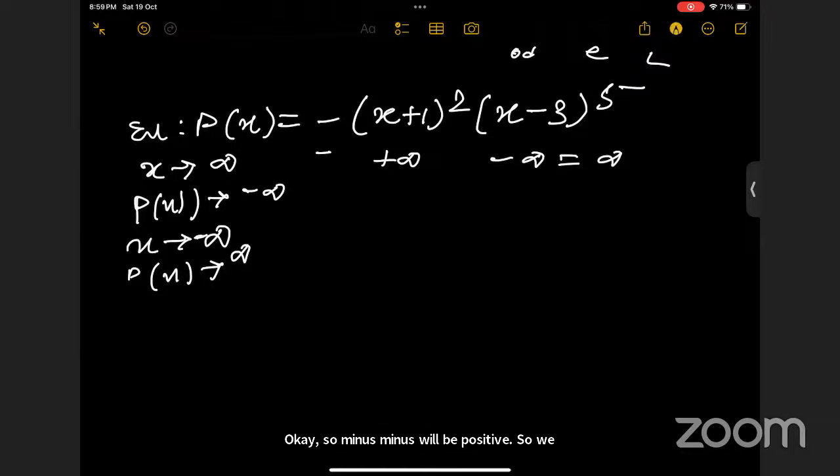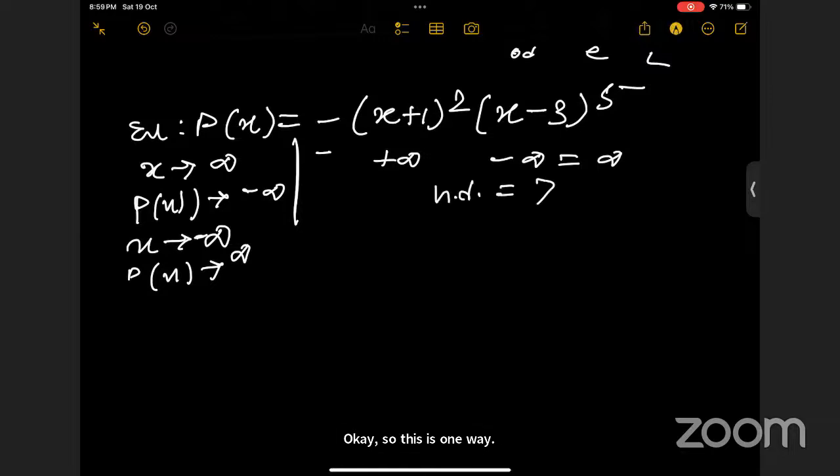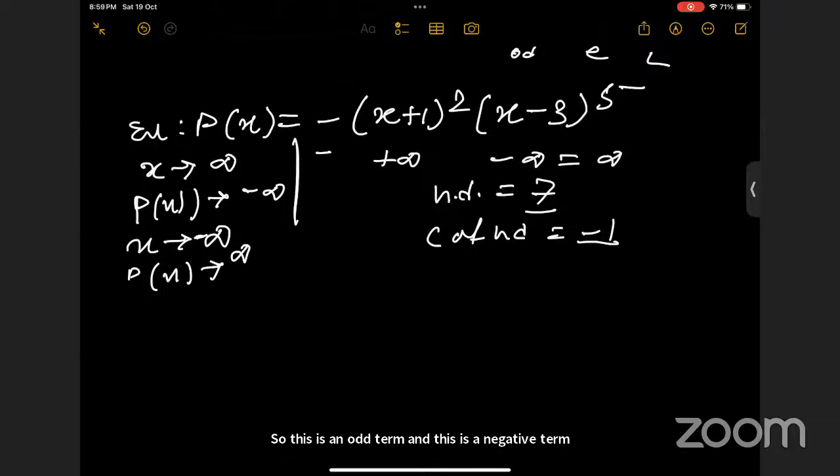So this is one way. And the other way is, what is the highest degree here? 7, which is odd, right? And what is the coefficient of the highest degree? Minus 1. So this is an odd term and this is a negative coefficient. That means we are getting minus infinity from the term, and then we multiply it with minus 1, so we will get a positive infinity. Is it clear now?